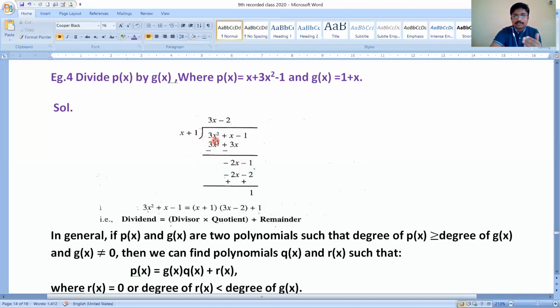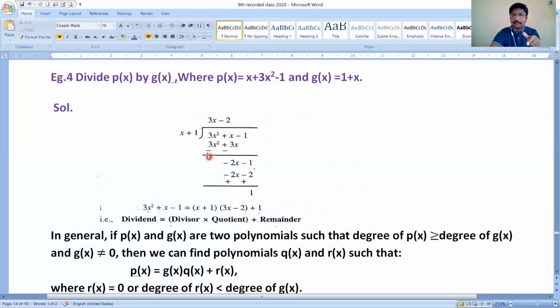See, 3x square divided by x. What are we left with? 3x. Now what does 3x indicate here? It is the first term of the quotient. Okay, multiply the divisor by the first term of the quotient and subtract the product from the dividend. See here, 3x into x is 3x square, plus 3x into 1 is plus 3x. Understood?